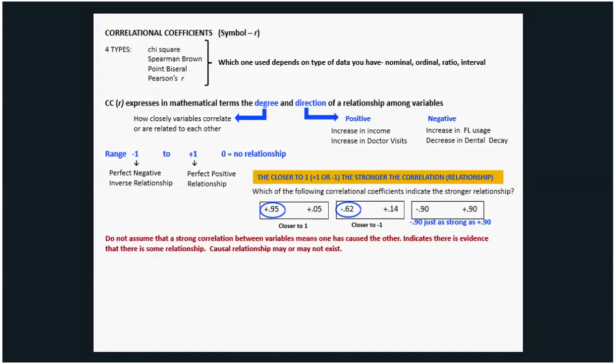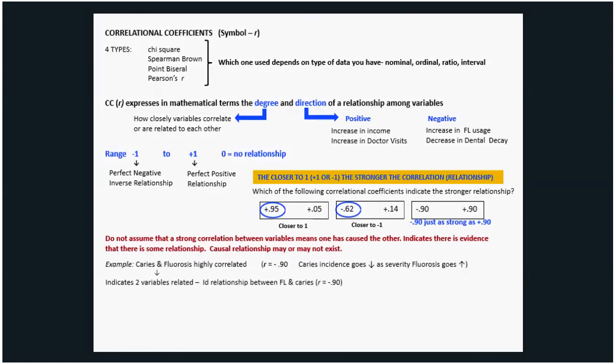Now, you also have to remember that just because there's a strong correlation between the variables, that does not mean that one necessarily causes the other, all right? It indicates that there's evidence that there's some relationship there. They don't know if it's actually a causal relationship or not, but this is a good point where they get these results and they know, okay, we need to do more research here. We know there's a relationship. What's causing the relationship? What is this relationship?